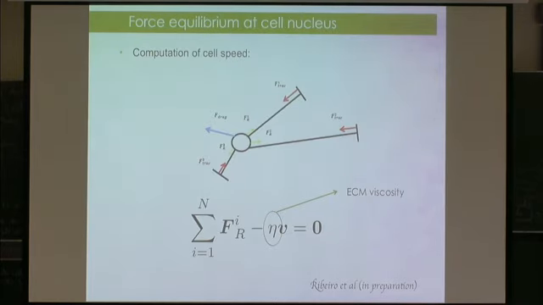In this way, we have the cell nucleus and a number of branches. In the cell nucleus, we consider the addition of all the forces that the branches are exerting, and we consider the viscosity of the extracellular matrix. In this way, we can evaluate the speed of the cell.